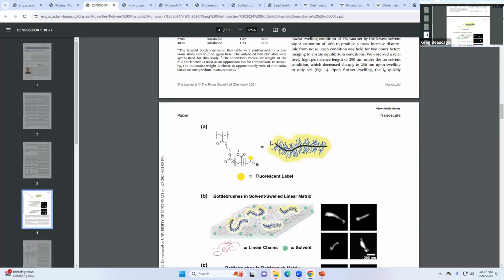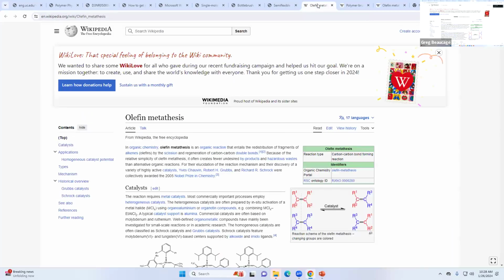So he takes like 400,000 molecular weight acrylic polymers. This is like last week, we have an acrylic group and he's got some side groups. And he's going to stick these things onto it using a thing called metathesis polymerization. So, metathesis.